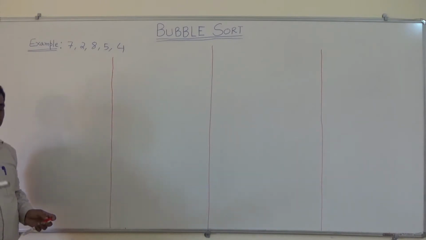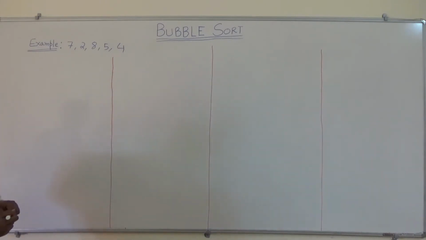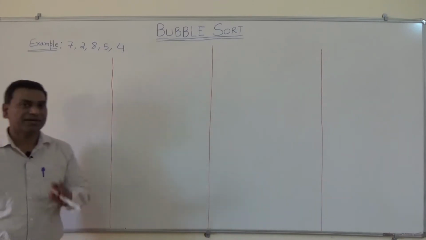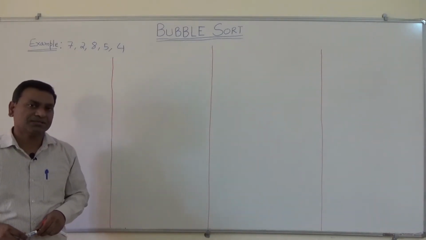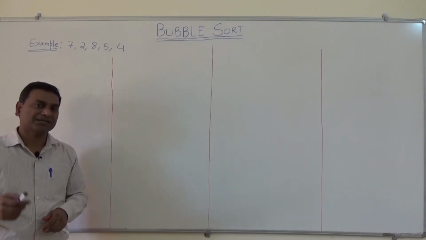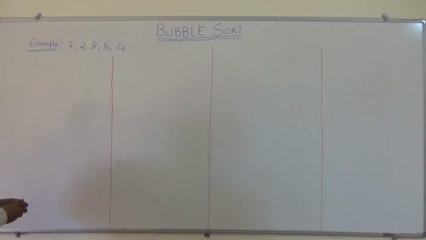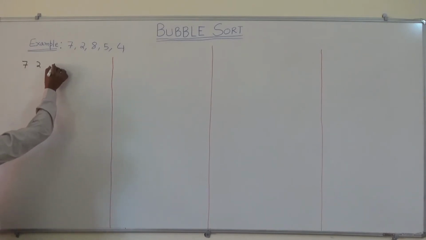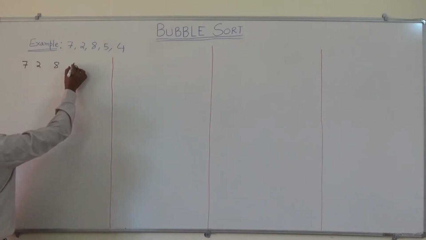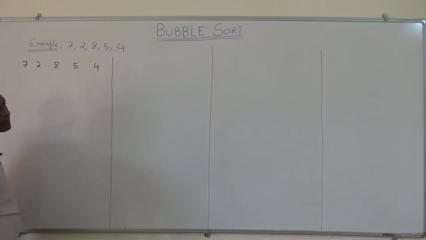Now we will apply the bubble sort algorithm on this. Because this contains 5 elements, it will take 4 passes. In 4 passes this will be sorted. So let us see how it happens. Now these are the 5 elements: 7, 2, 8, 5 and 4.